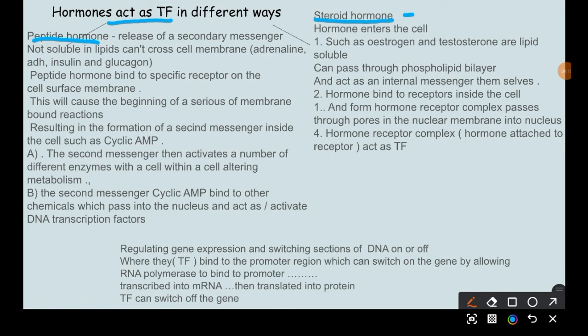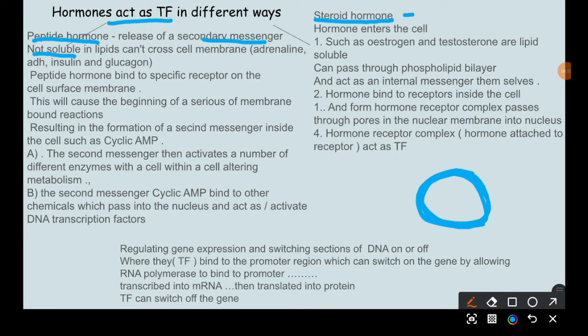But the difference is, with peptide hormones, they release a secondary messenger. So they don't actually act as a transcription factor themselves, but they help in the release of a secondary messenger so that that secondary messenger can act as a transcription factor. This is because peptide hormones are not soluble in lipids, and as we know from Unit 1 or 2, I don't actually remember, the cell membrane is a phospholipid bilayer. It's lipid, and only lipid soluble molecules can pass through it.